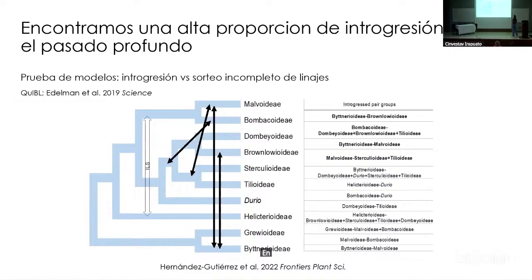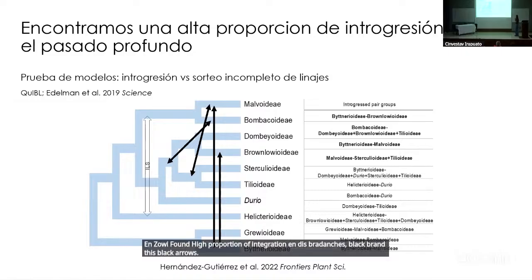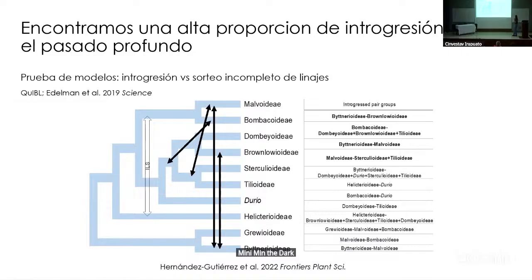And so we have found a high proportion of introgression, and these branches right here, these black arrows, mean that there's introgression between distantly related lineages. Because of this, we can say that this is ancient introgression. Not in the present, but in the past, the ancestors of these lineages were sharing genes; there was genetic flow between those lineages, okay? And so this is the reason why we can see so much phylogenetic discordance in different genes.